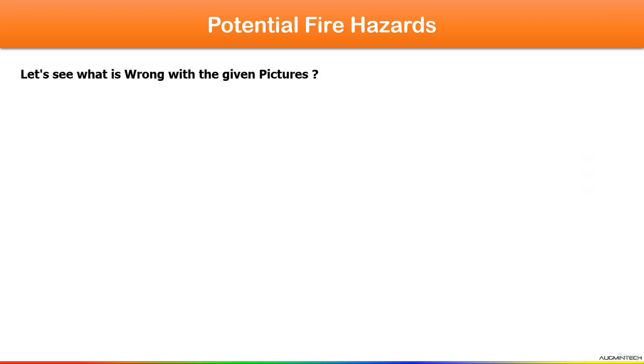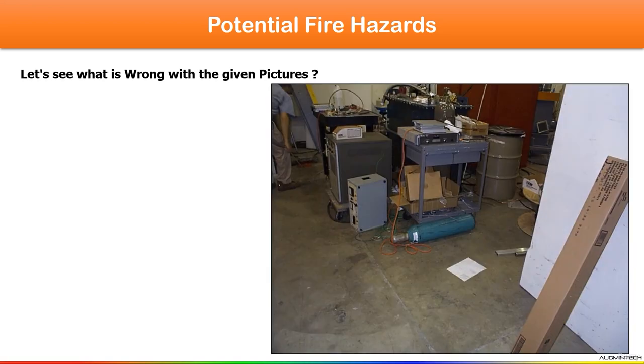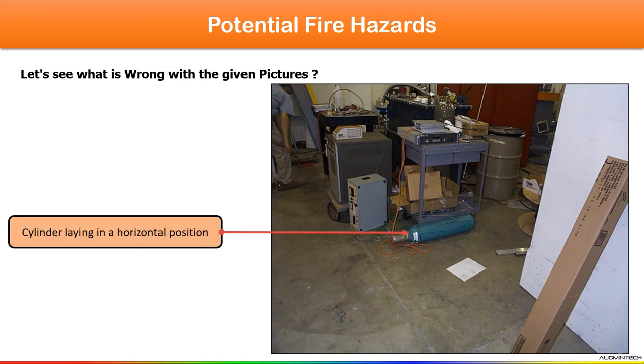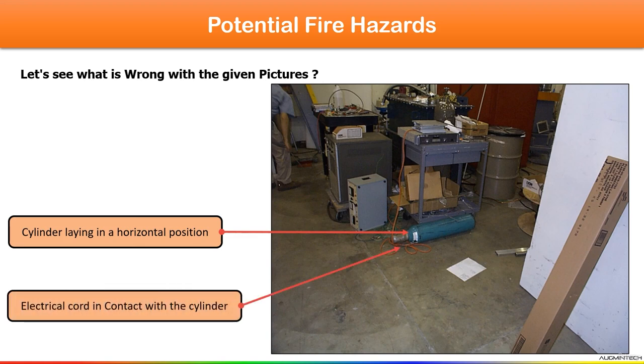Now let's see what is wrong with the given pictures. Here we have one picture. In this picture, what is wrong? Can you see? Just guess and tell me. See, in this picture, what happened? Here we have one cylinder lying in a horizontal position. After that, we have an electrical cord in contact with the cylinder. So we have to eliminate all this. How do we eliminate it? First, we have to keep the cylinder in a vertical position and then place the electrical cord far away from the cylinder. In this way, you can eliminate fire.